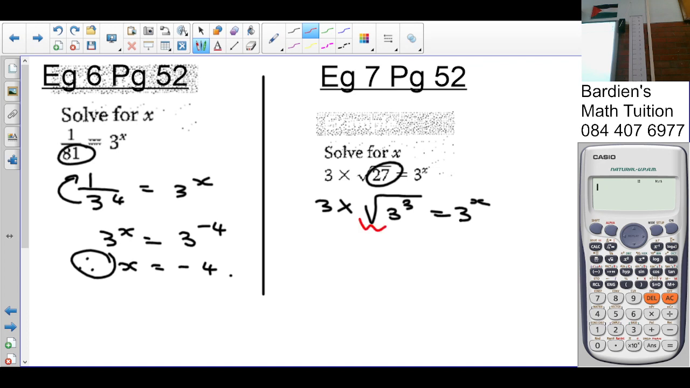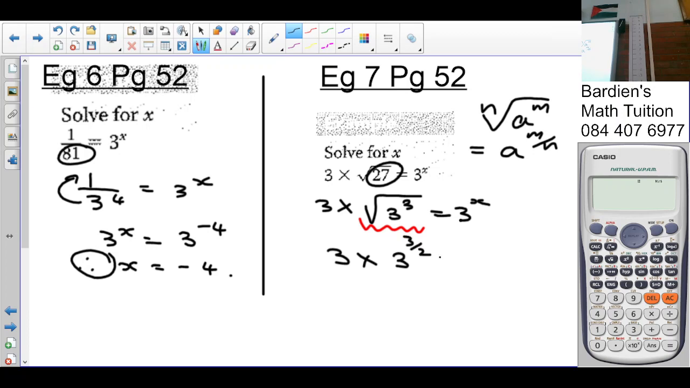You can convert this radical form to exponential form. We're going to use that rule that says the nth root of a to the m can be written as a to the m over n. So what is the n value here in this square root, 2? So that's going to be 3 times 3 to the exponent 3 over 2 is equal to 3 to the exponent.